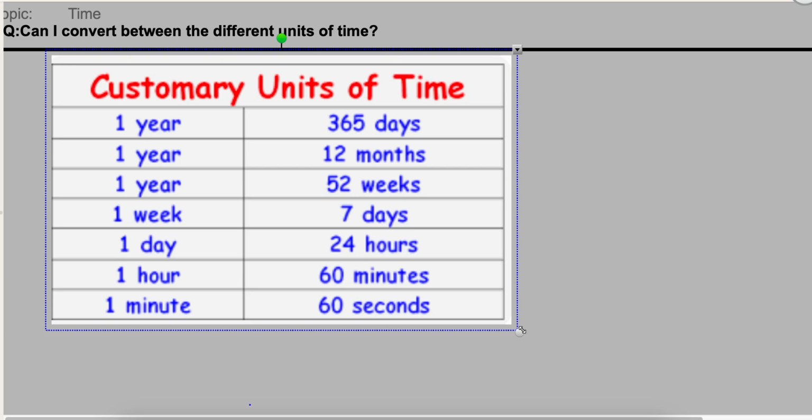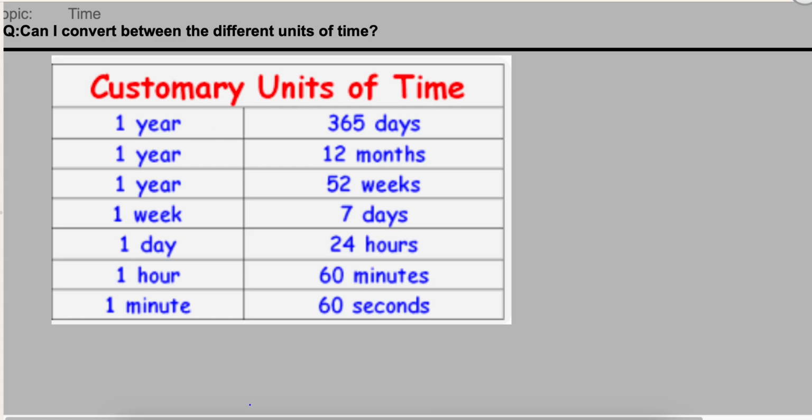Going to be on the customary units of time. Units of time expand from 1 year all the way down to a second. Some of the common measurements are what are listed here below: there are 60 seconds in 1 minute, 60 minutes in 1 hour, 24 hours in a day, 7 days to 1 week, 52 weeks in a year, as well as 12 months, and 365 days in a year.